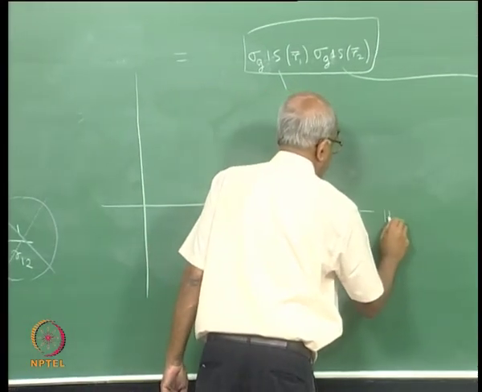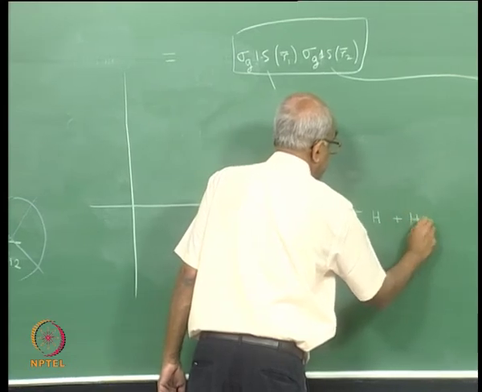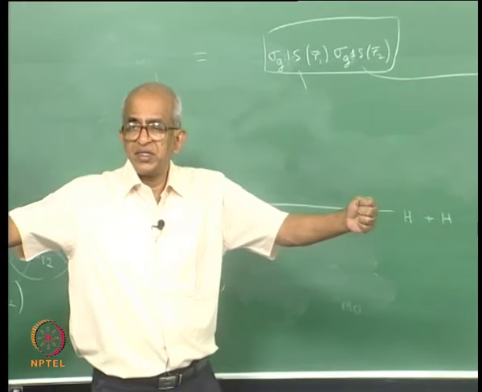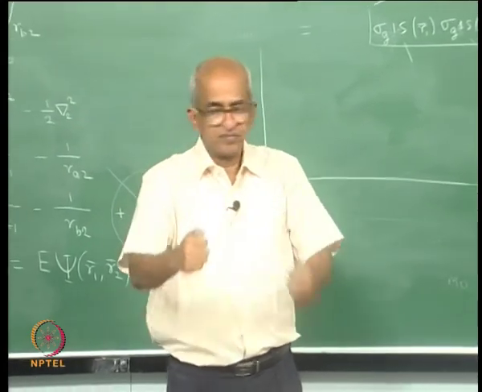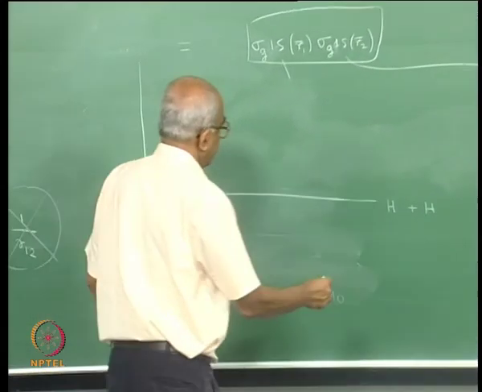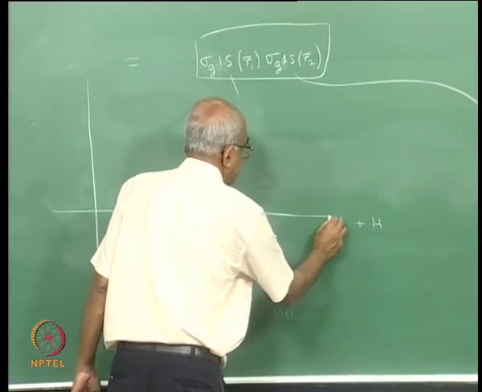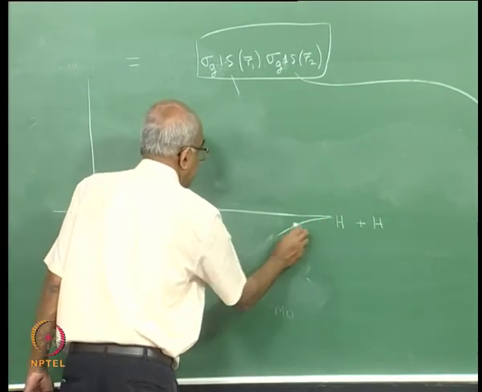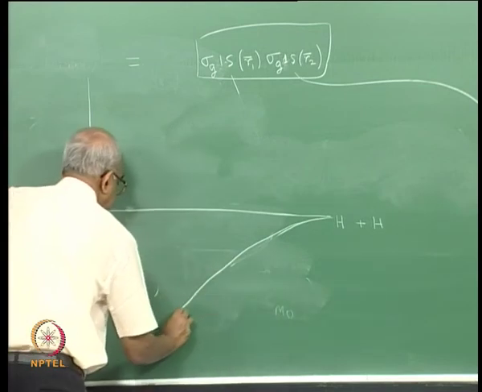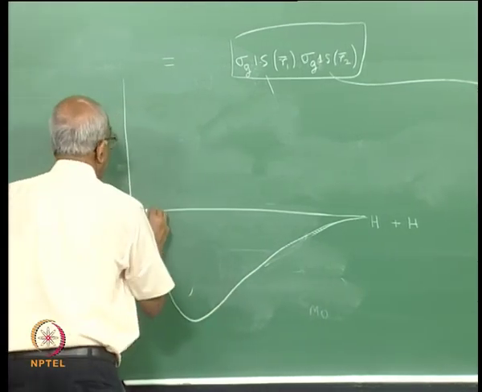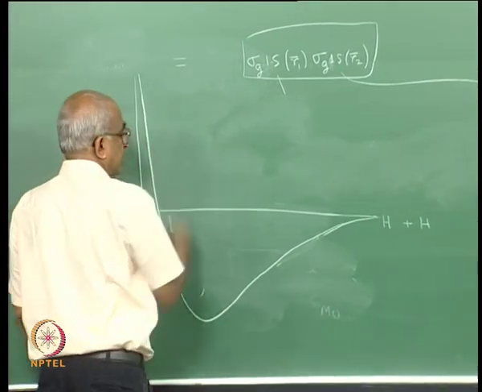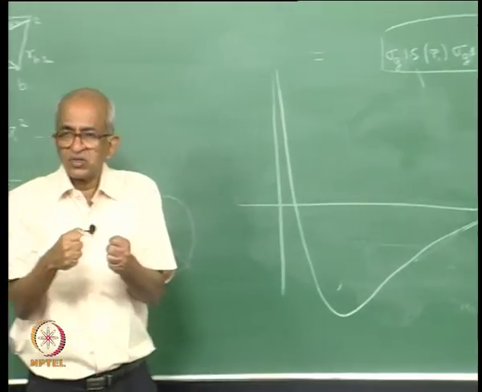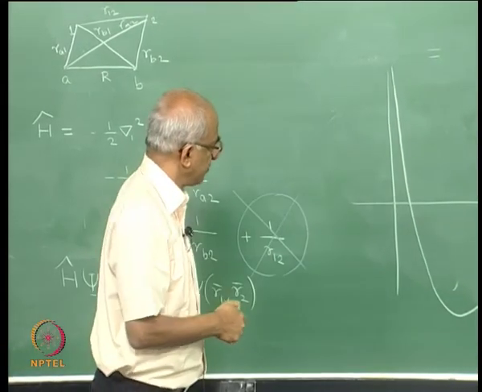Far away you have two hydrogen atoms, the energy of two hydrogen atoms. I am imagining that I bring the two together. So, actually what I would expect is that as you bring the two together, the energy will decrease. The energy would decrease, reach a minimum, and then you will expect it to increase. Why does it increase? Because the two nuclei are close together, they are going to repel each other.